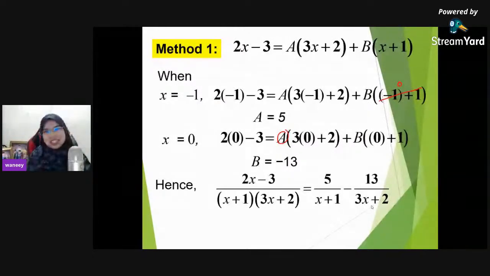Hai, so apa cerita? Okey ke nak buat partial fraction ni? Okey, ni baru method 1 tau. Substitution, we have another one, comparing coefficient. Sekejap, loading sekejap otak ni. Pening sikit. Dia awal-awal dia pening sikit sebab dia banyak huruf kan, banyak X. Tapi lama-lama dia akan okay sikit lah. With practice, I'm sure you can do it.